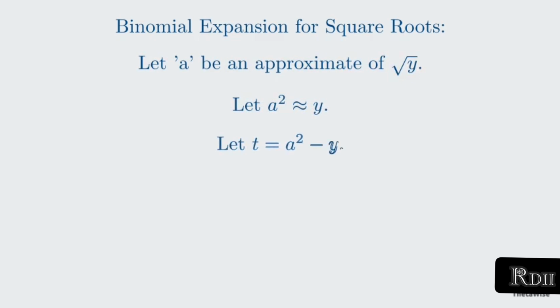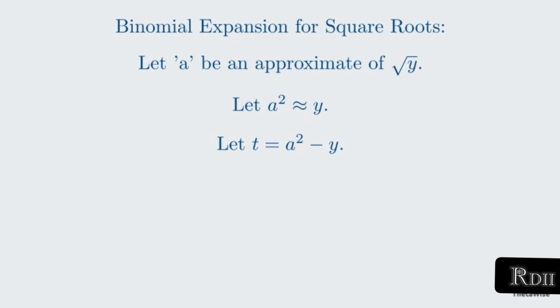Now let's look at another, more standard way to calculate square roots using a series. The binomial expansion. This approach is generally more practical. We start by approximating the number we want to find the root of. Let a be an approximate value for the square root of y. Then a squared will be an approximation for y. We can define t as the difference, so t equals a squared minus y. We can rearrange this to get y equals a squared minus t.